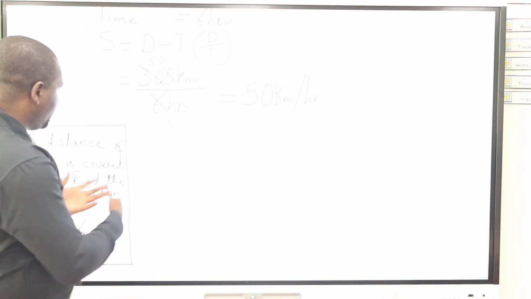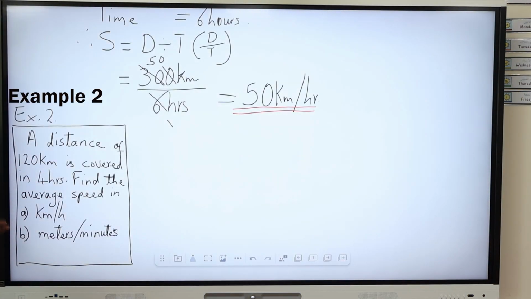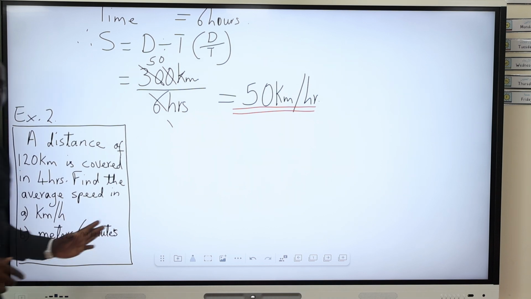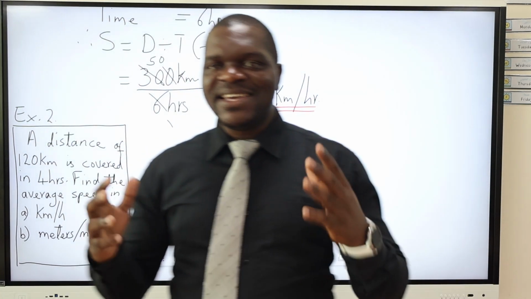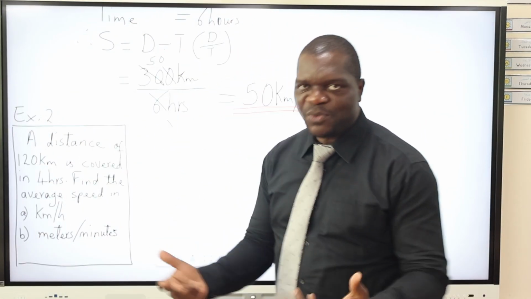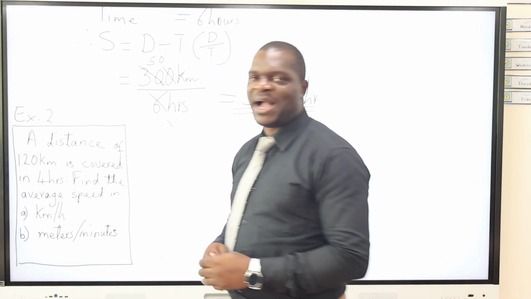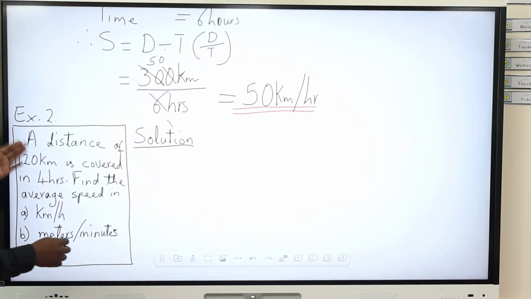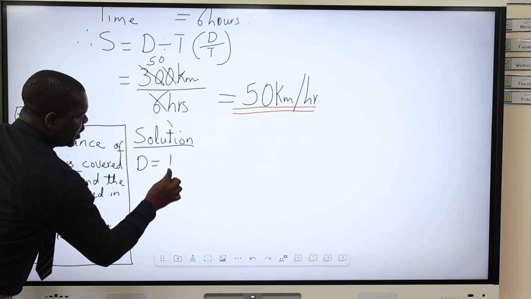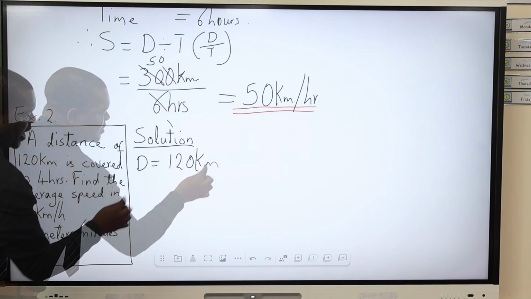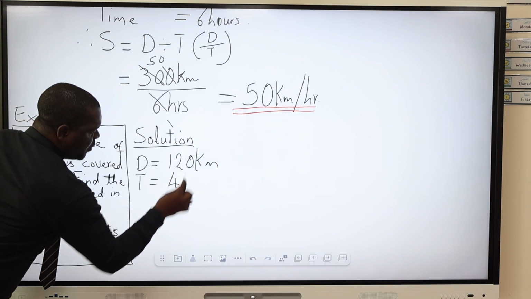Okay. In our second example, it says a distance of 120 kilometers is covered in 4 hours. Find the average speed in A, kilometers per hour, and B, meters per minute. Our key thing here is to find the average speed, but they are equally asking us to find this in meters per minute, not only in kilometers per hour. So the first thing is, let's identify what we know. The first thing we know is the distance is equal to 120 kilometers, and the time is 4 hours.